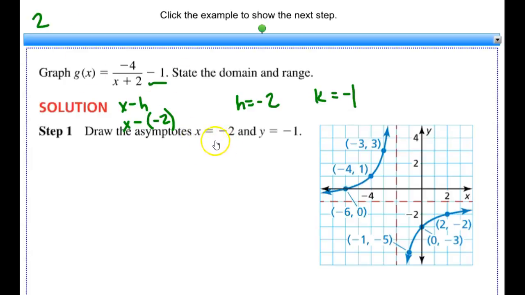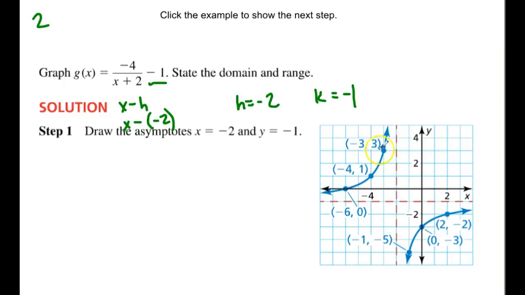So first I'm going to draw those asymptotes, right? My x equals negative 2, which is this vertical line right here. I'll go ahead and draw that one for you. That one's going to be in green. So x equals negative 2, which is my h value. Then I'm going to draw my horizontal asymptote, which my k is negative 1, right here. Right, so those are my asymptotes. So now I know that my x equals negative 2. Oops, and there's negative in there.